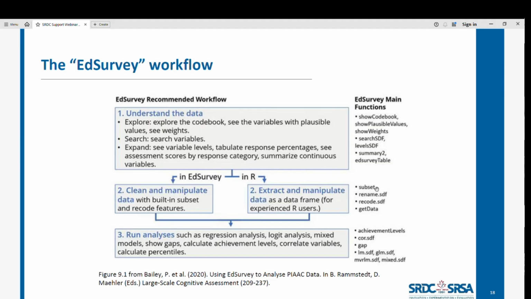So I actually found it almost easier to extract it as a separate data frame, manipulate it, and then bring it back into the EdSurvey universe and then run analysis here. I would say as a primary Stata user, I found this to be a bit more clunky than what I would typically do in Stata. So I just wanted to highlight that because it becomes important when we're looking at running pooled analysis.